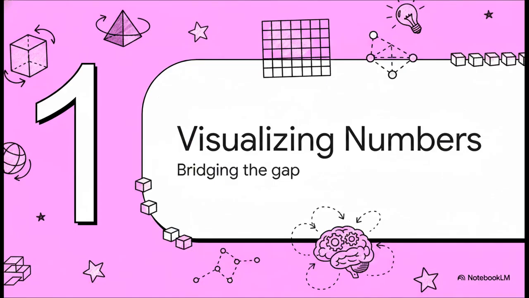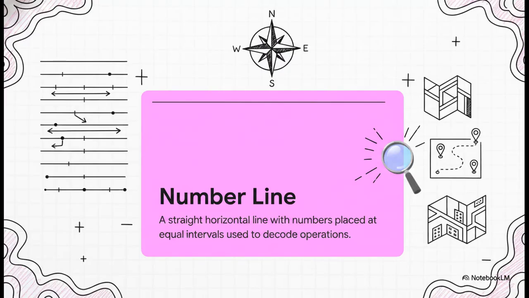Section 1. Visualizing abstract numbers. Bridging the gap for young minds. You know, we really should look at these elementary worksheets with a lot of intellectual respect. They aren't just busy work designed to keep a classroom quiet. They literally train the human brain to translate a mental concept into a physical direction.